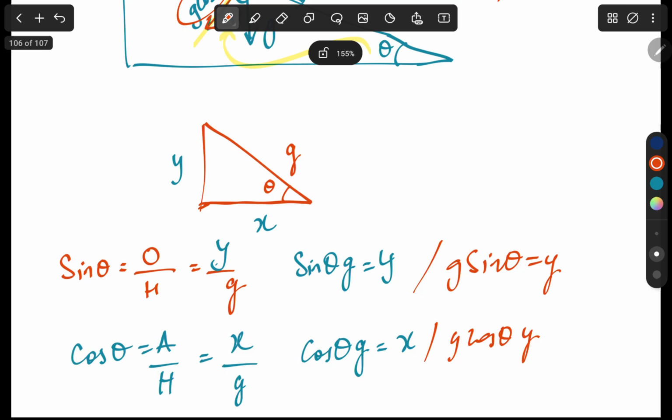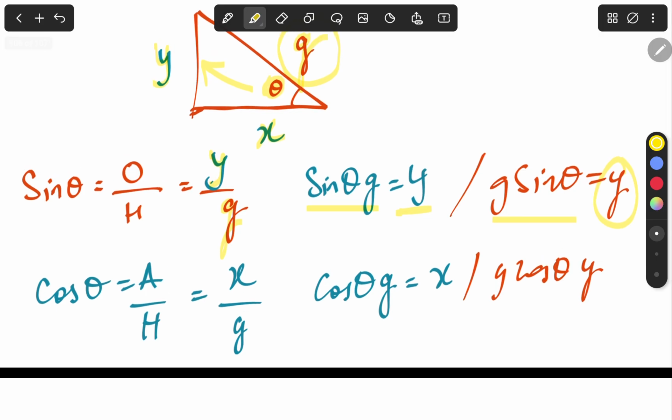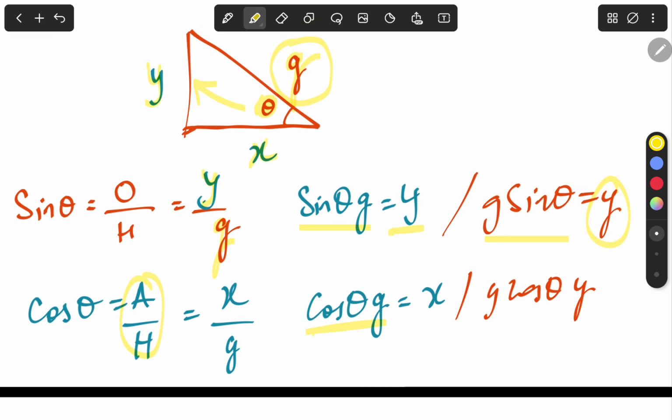g sin theta. Okay, how do we get this? If you see here, say this is y and this is x, this is g, this is theta, then I know sin theta equals opposite over hypotenuse, so y over g. So I will get g sin theta equals y. Then if you see here, cos theta is x over g, so g cos theta equals x.